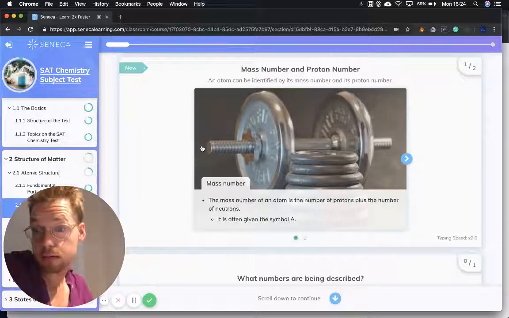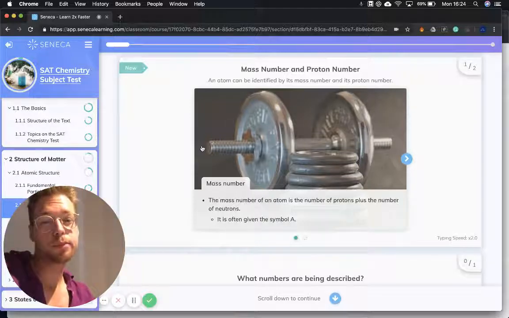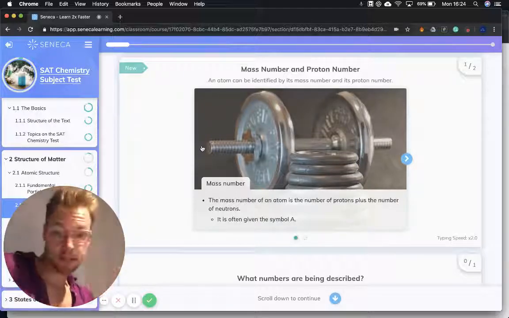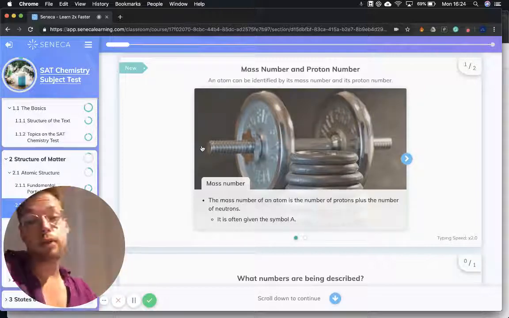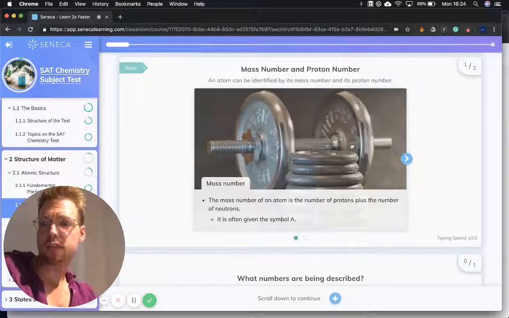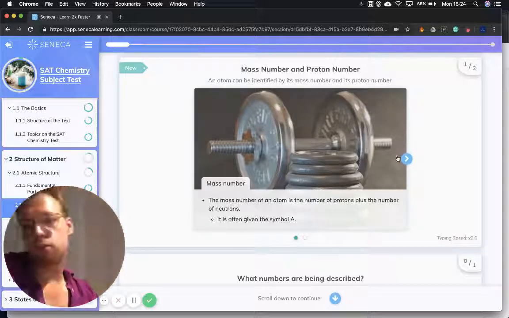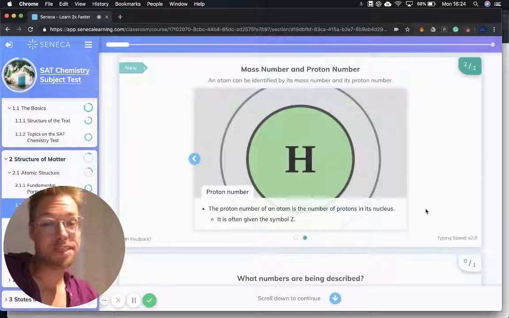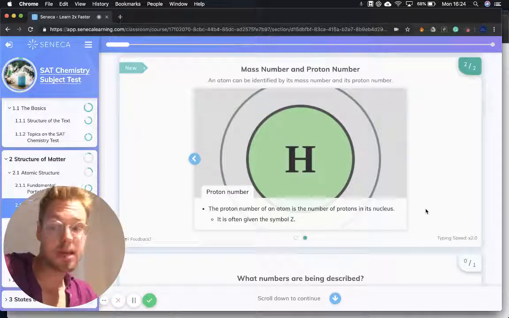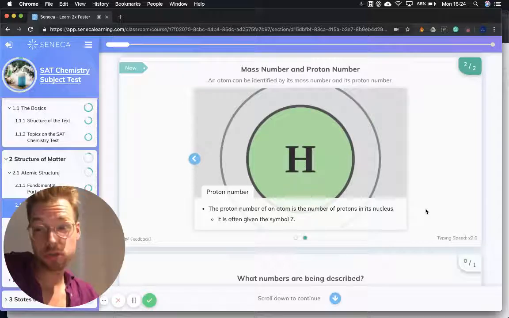So, what's the mass number? Well, the mass number of an atom is the number of protons plus the number of neutrons. You hear that? It's protons plus neutrons. And we give this the symbol A for mass number. The proton number of an atom is the number of protons in the nucleus. Remember, the nucleus is in the center of an atom. That's covered in a previous episode, so make sure you check that out to get up to speed.